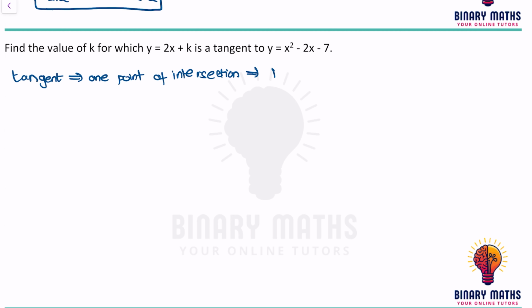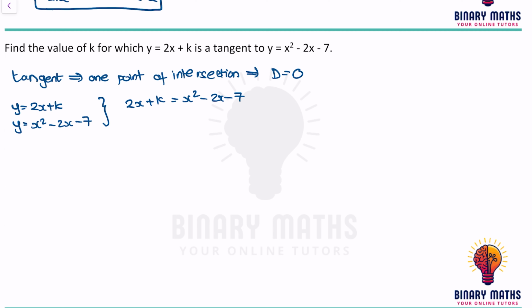Which implies the discriminant must be equal to 0. So I've got two equations, y is equal to 2x plus k, and y is equal to x squared minus 2x minus 7. Because they both have y as the subject of the formula, I can equate them. So I end up getting 2x plus k is equal to x squared minus 2x minus 7.